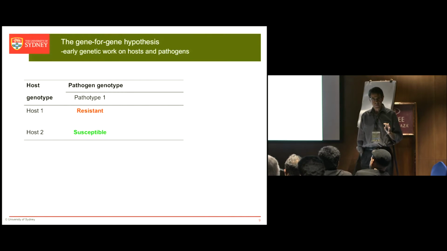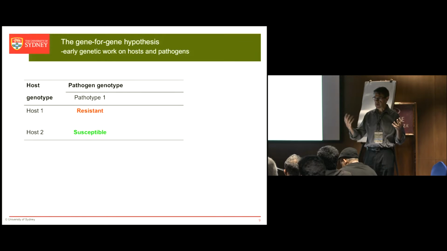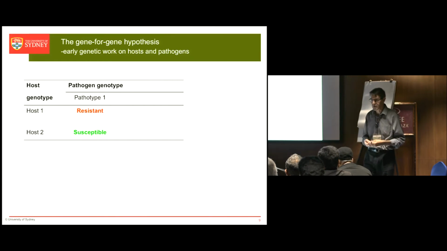I think if you've done the gene-for-gene hypothesis, if you studied it during your courses, you would have heard of Flor. It was Flor that actually came up with this hypothesis back in the 1950s, I think. He studied flax rust. So he studied not just the genetics of resistance in the host, but he also studied the genetics of pathogenicity in the pathogen in relation to the genetics of the host resistance. Very clever work. No one had ever done that before.